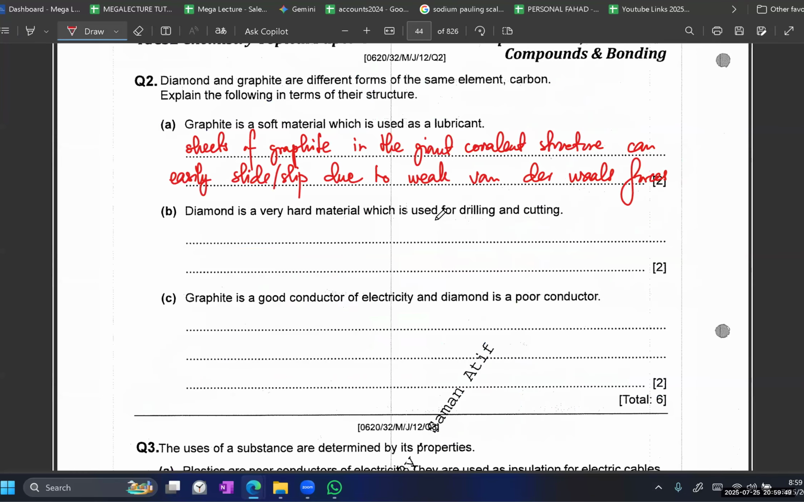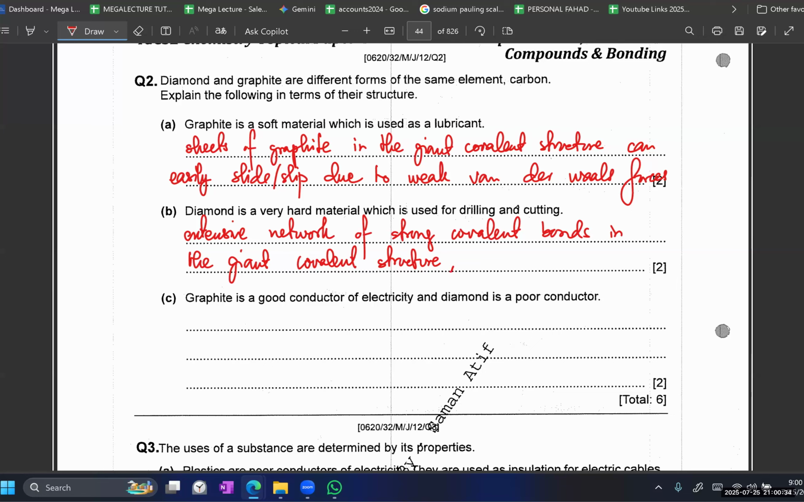Diamond is a very hard material which is used for drilling and cutting. Why is that? The strong covalent bonds in the giant covalent structure. An extensive network of very strong covalent bonds in the giant covalent structure, which makes it very strong. And hence it makes it suitable for drilling, cutting, polishing metals, all of that.